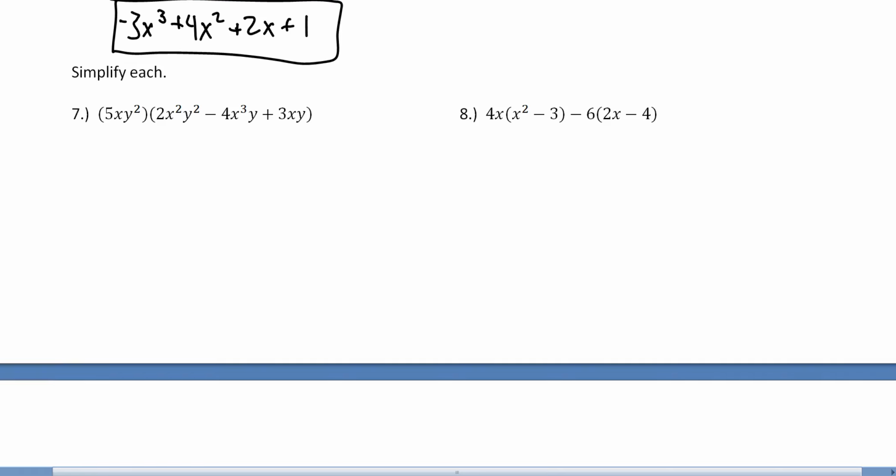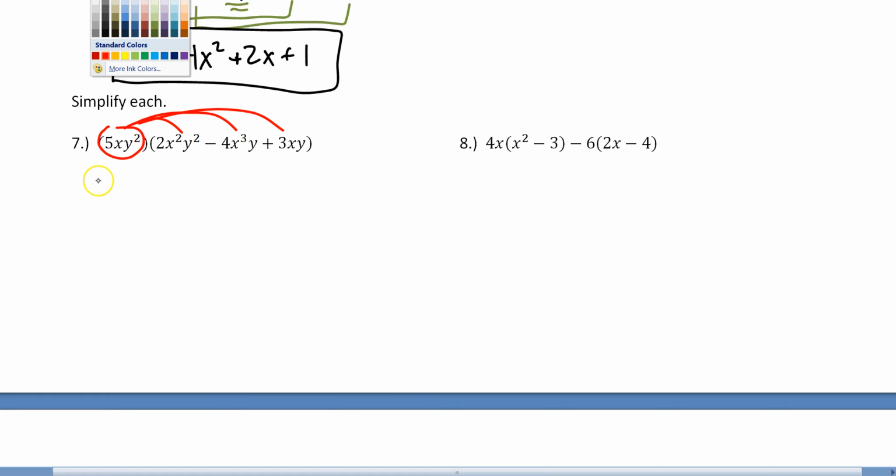This one, we're just going to distribute that term that's out front. This whole thing gets distributed to each of these terms. And this is just our rules of exponents as we go. So like 5 times 2 is a 10.